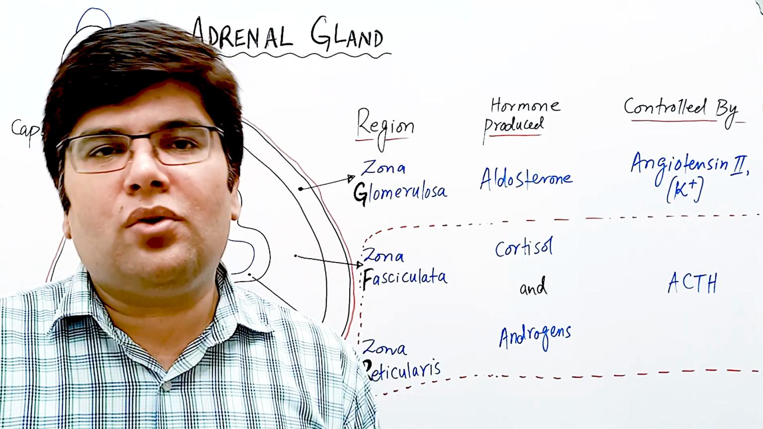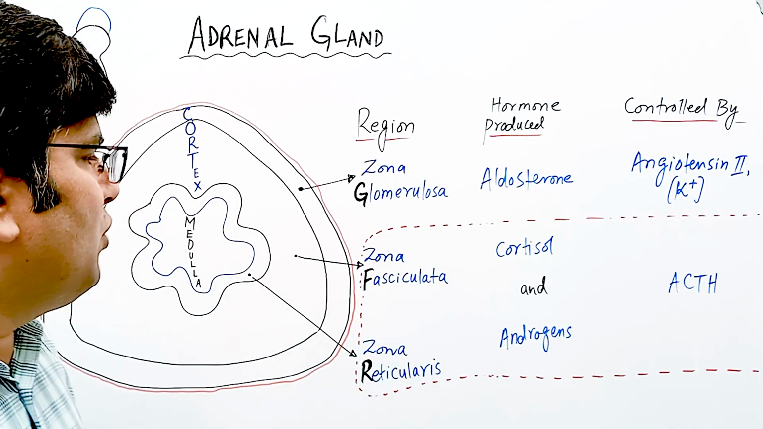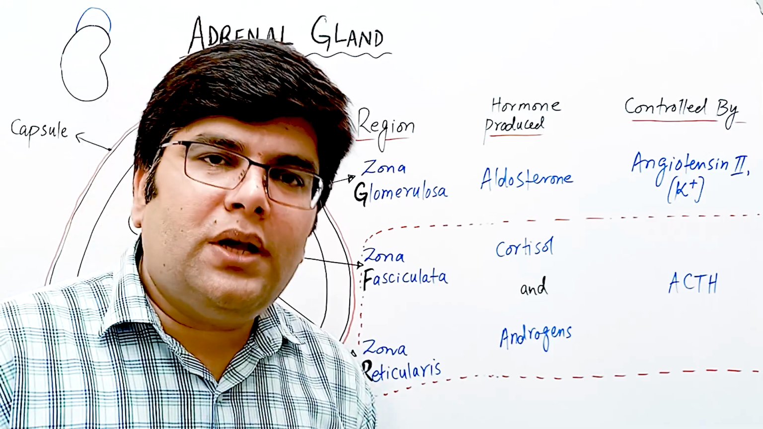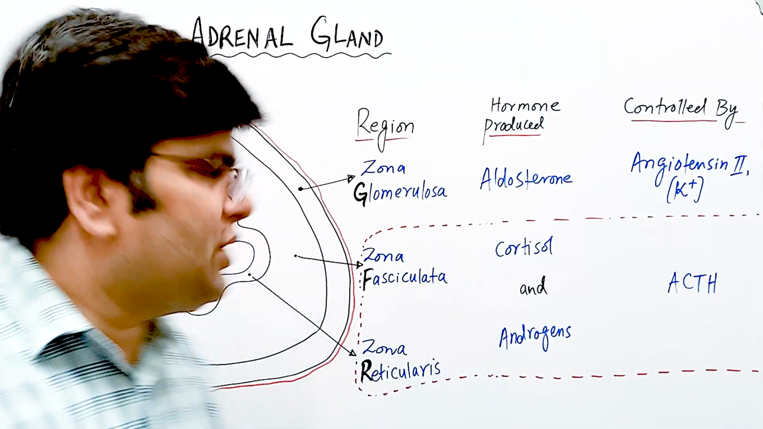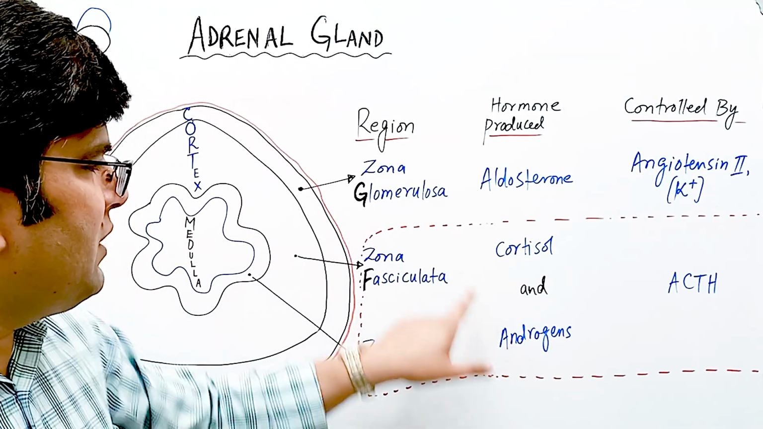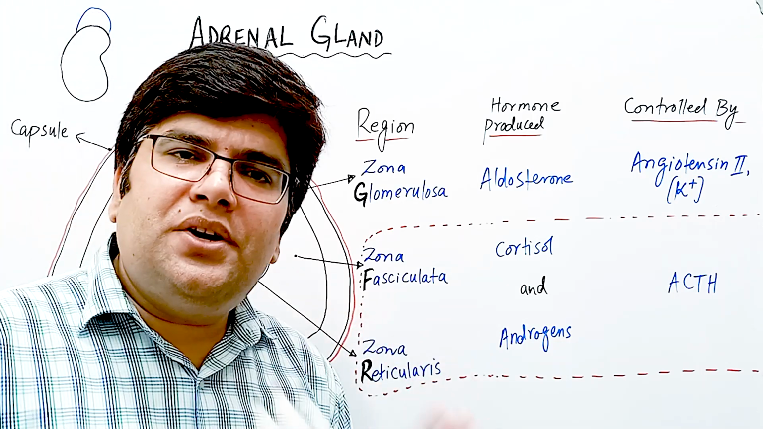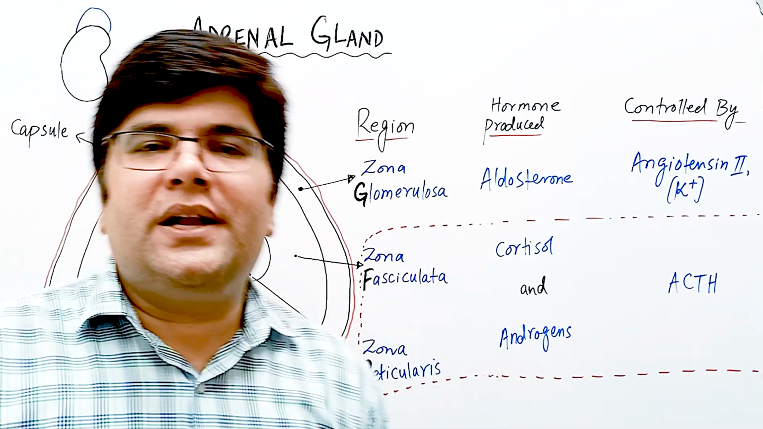ACTH, or adrenocorticotropic hormone from the anterior pituitary, controls the secretions of hormones both from zona fasciculata and zona reticularis. Another hormone, cortical androgen stimulating hormone, may also be involved in the secretion of androgens from the middle and the inner layer of the adrenal cortex. However, the detailed mechanism for the secretion of these androgens is not completely understood.